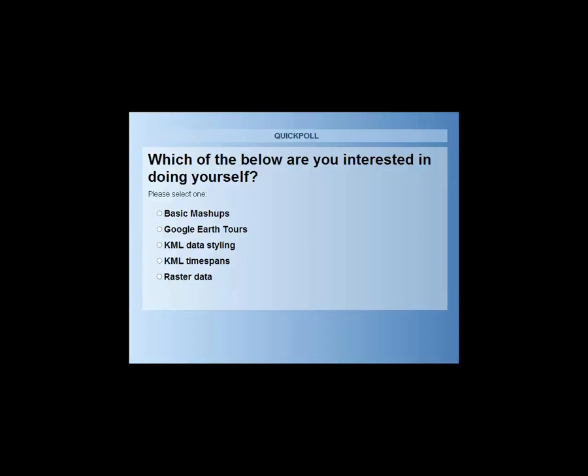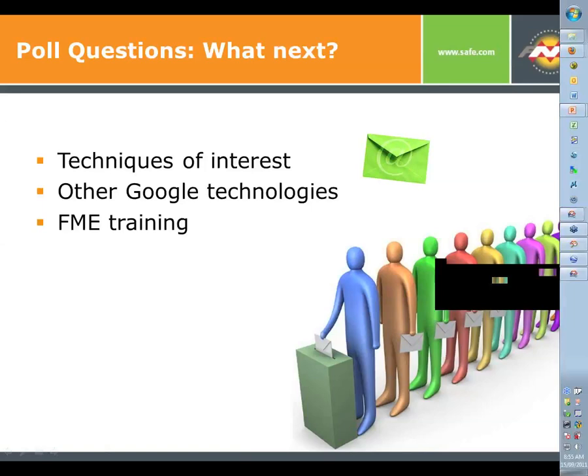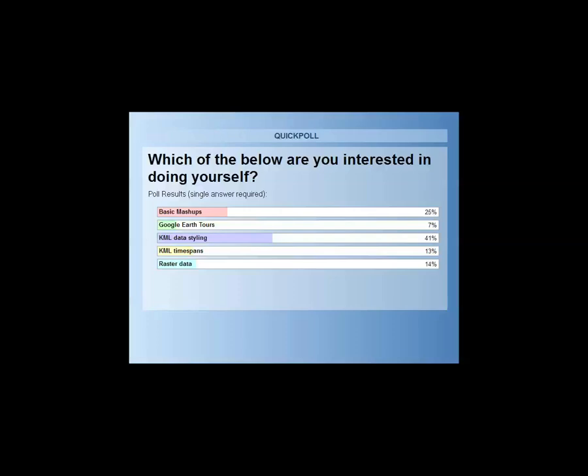Okay, so we're seeing a lot of interest in the data styling and basic mashups. Data styling looks like a 2-to-1 leader over the next competitor. Well, let's close that. Okay, not a lot of interest in Google Earth Tours. People are still voting. Okay, I'm just going to close now due to time constraints. Share the results there. A lot of data styling. A lot of things that everyone's interested in, quite a lot of them. So that's good.